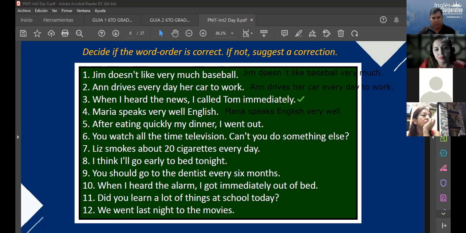Okay. So let's read the number five. After eating quickly my dinner, I went out. Okay. Do you think it's following the structure? Is it correct?